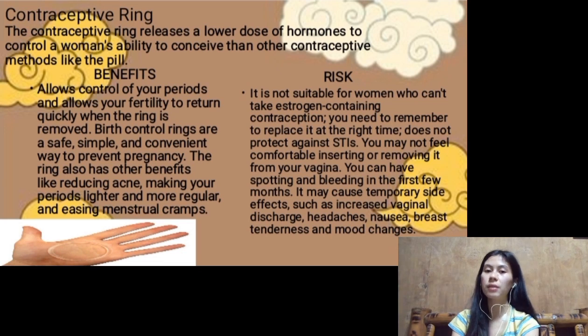Next is the contraceptive ring. So it releases a lower dose of hormones to control a woman's ability to conceive, as in other contraceptive methods like the pill. So this method consists of a flexible plastic ring constantly releasing hormones that is placed in the vagina by the woman. So here are the benefits of this contraceptive method.